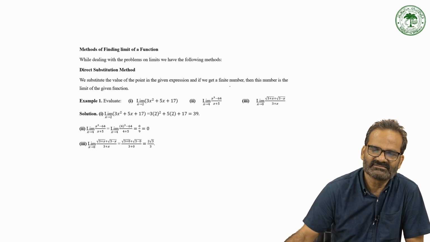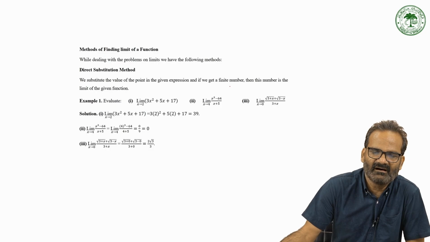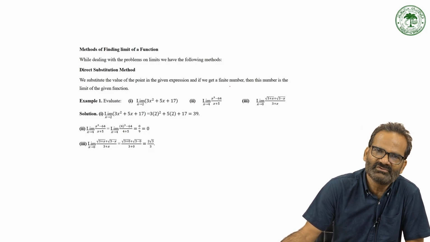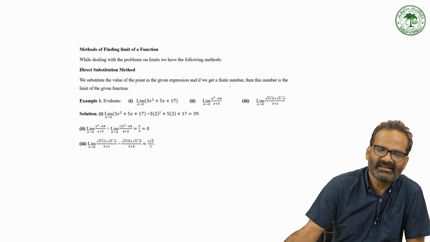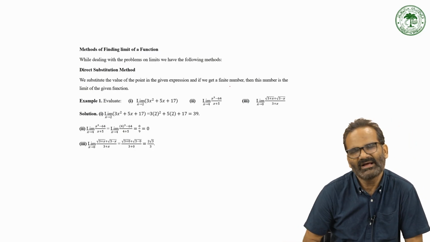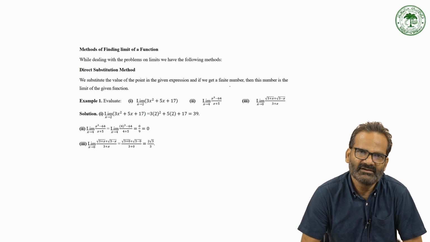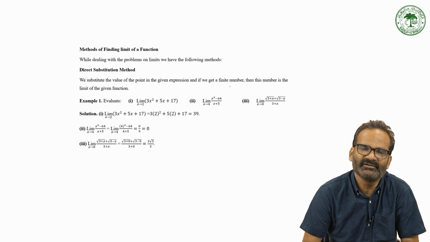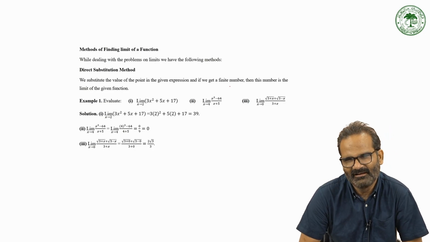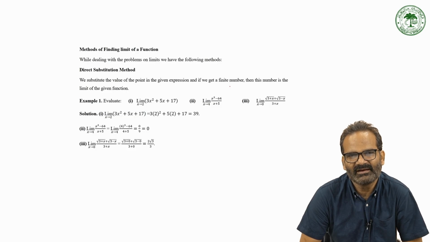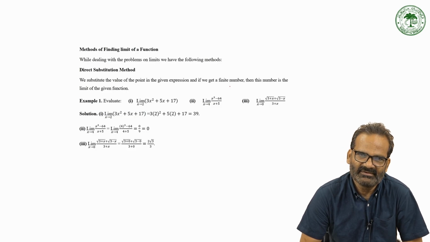As far as the methods for finding the limit of a function are concerned, there are four methods which we will use to find the limit of various kinds of functions. Method 1 is known as the direct substitution method. You know the meaning of direct substitution. If any object is replaced by a new one, it is known as direct substitution. You have seen when watching a cricket match, a player is substituted by another one. So the same thing will happen here, right?